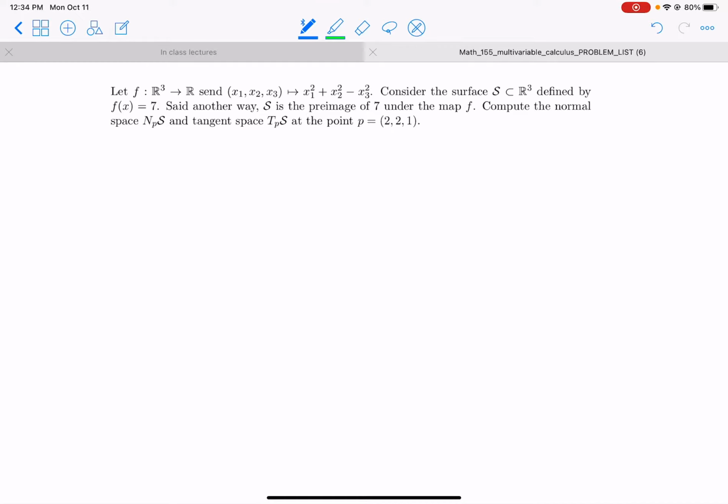Okay, so F is a map from R3 to R, and consider the surface S defined by f of x equals 7. Said another way, the surface S is the preimage of 7 under the map F. And we actually know this map. It's one of our key examples. So the preimage of 7 will look something like this.